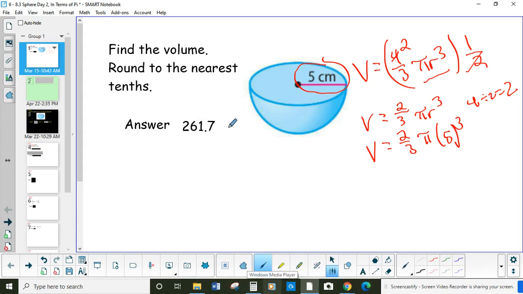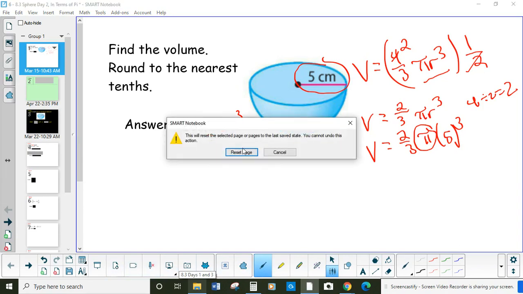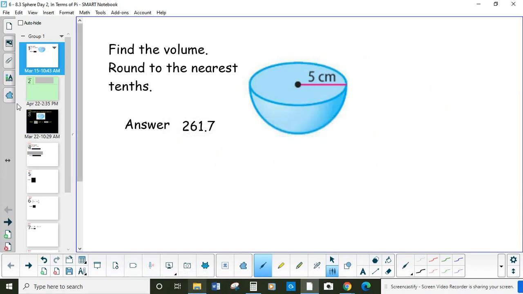What, though? I forgot my units of measure, right? What should I have put there? Remember, this is volume, so it's centimeters cubed. Now, of course, if you used your pi button on your calculator, this will be a little bit bigger, but it should be very close. Only one answer will work on the test if you're using your pi button. So let's go ahead and start our next problem.